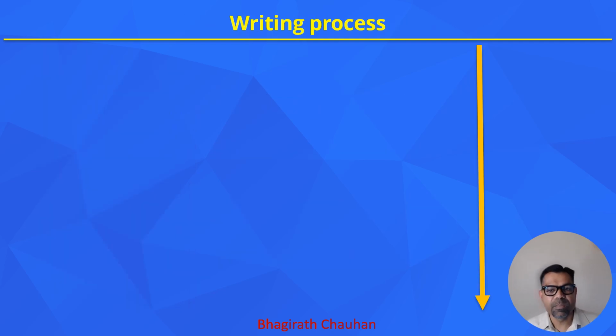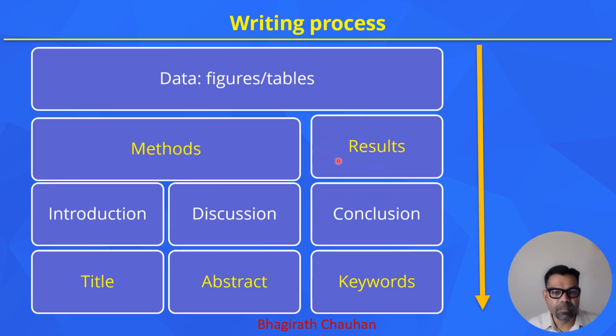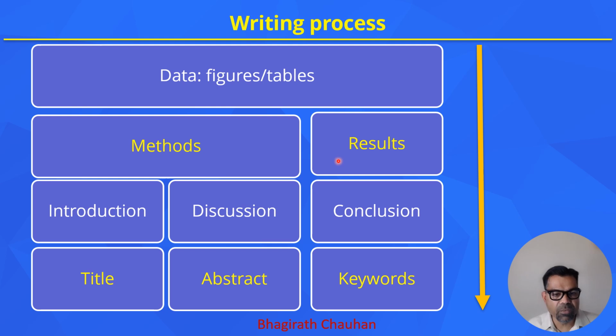We also discussed the writing process, which section you should really cover first. For example, methods, followed by results. We write the introduction after that, and then depending on your introduction, you write the discussion, and in the end, the conclusion. Then you finalize your title, abstract, and keywords from there.